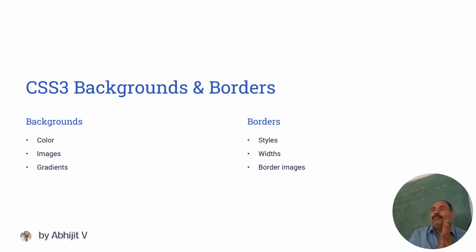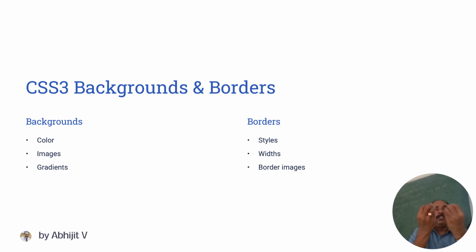So these are the things that we can do. For backgrounds, you can give background colors, you can give background images. The entire web page will be embedded inside a background image. Okay, you can do gradients. Gradients means it begins with one color and ends with one color.